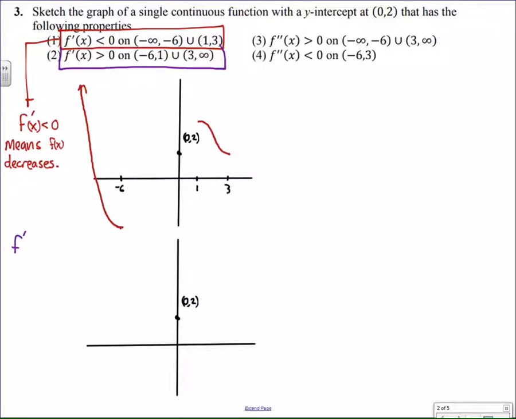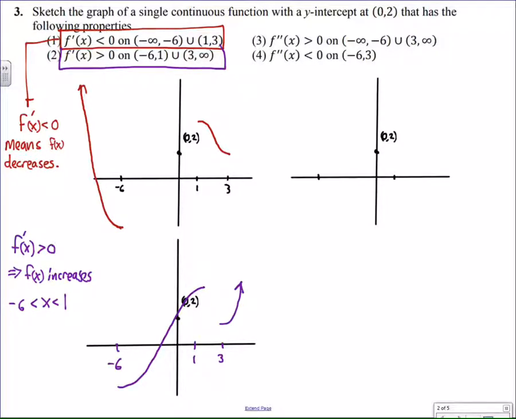The second statement says that the derivative is positive, which means the function has to increase from negative 6 to 1 and from 3 to infinity. So I just try to draw a graph where from negative 6 to 1, we have an increase. We also have an increase from 3 to infinity. So these two places are where it's going to increase. You can see decrease, followed by increase, followed by decrease, followed by increase.